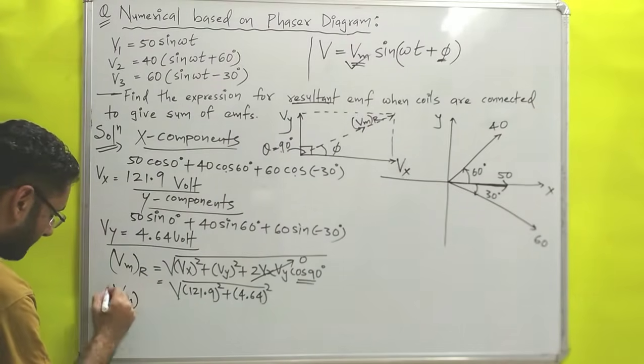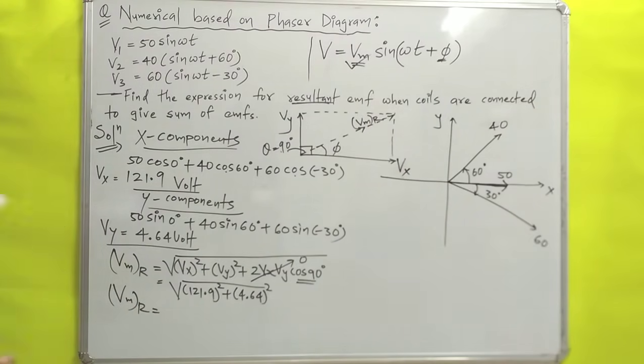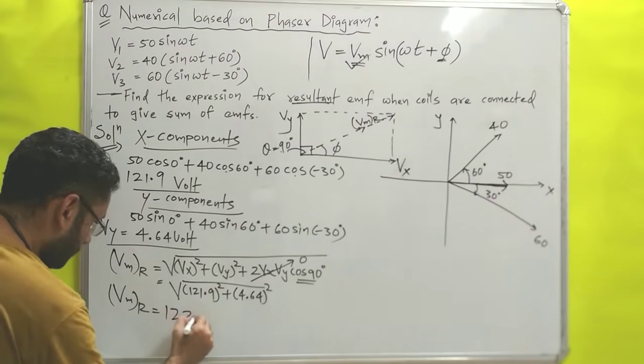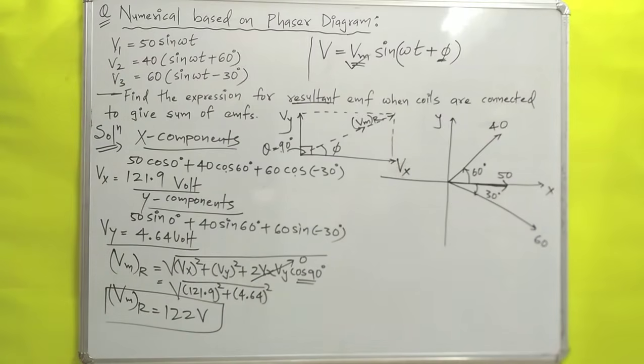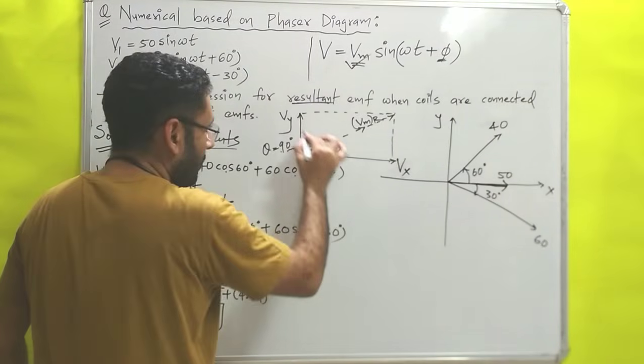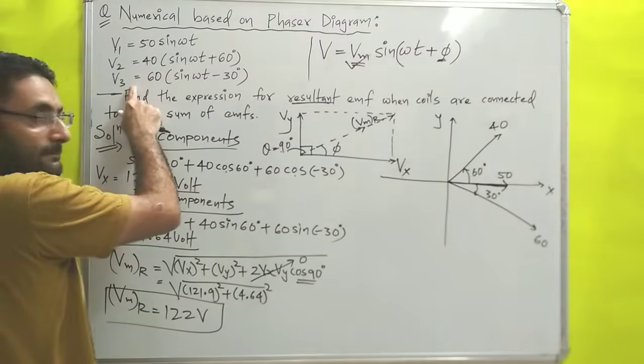And VMR will be how much? That also I have calculated, which is your 122 volt. So that is your VMR value. So you are getting the resultant of these three voltages.